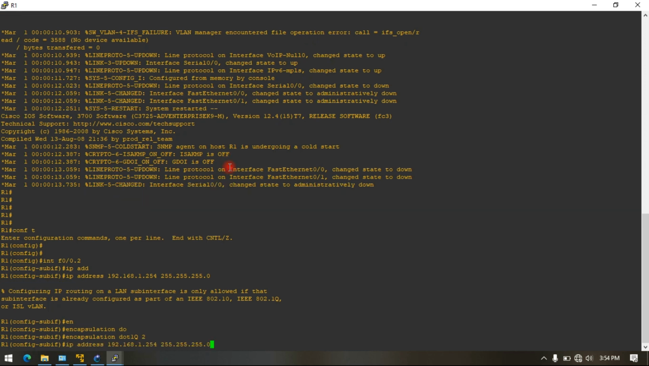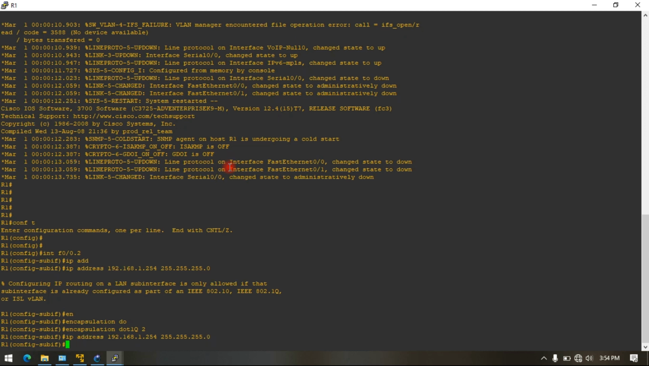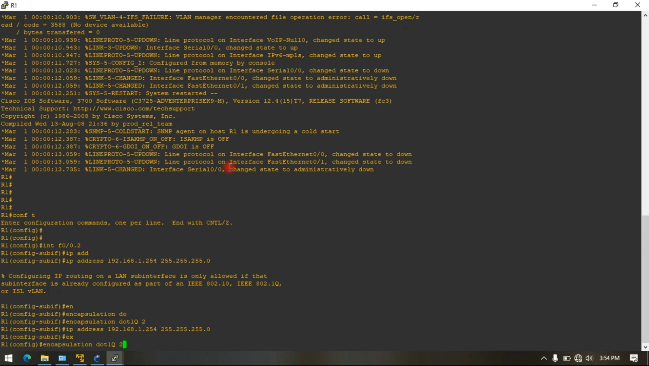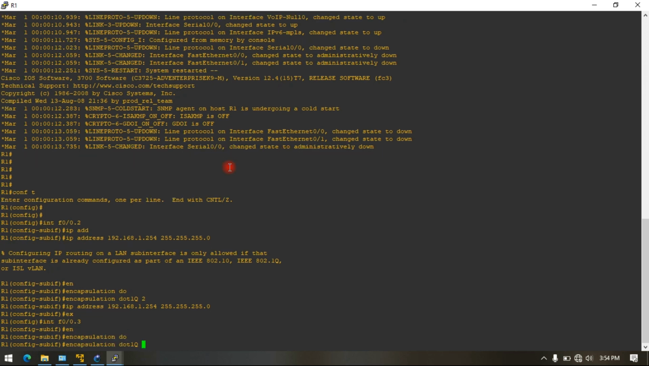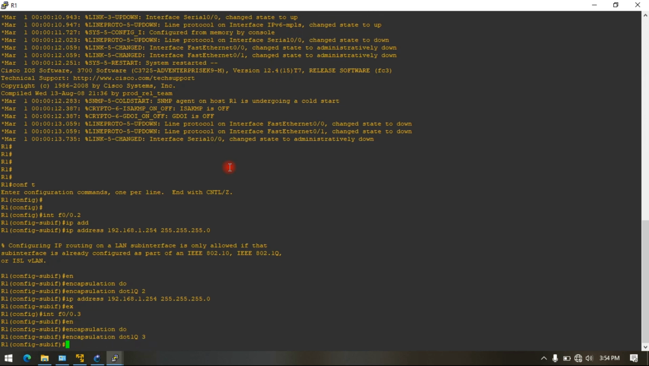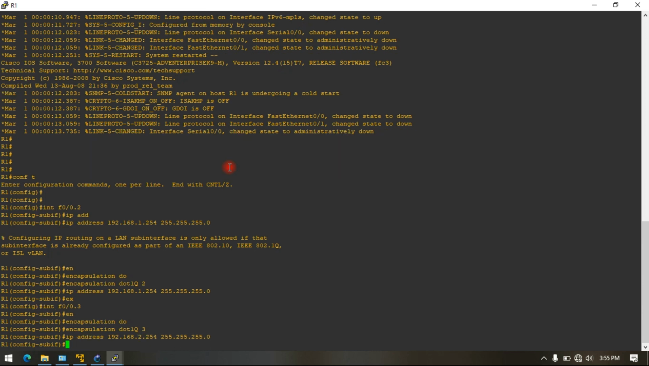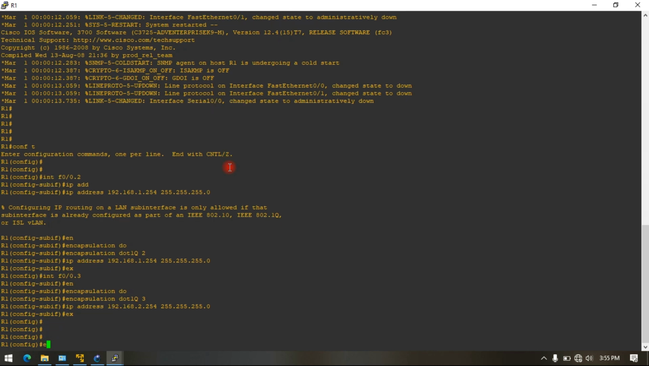Let me put the IP address back again. I had problems when I was trying to configure it. So IP address again, and I'll do exit and interface fast 0/0.3, and I'll do encapsulation dot1Q 3 for VLAN 3, and I'll do an IP address of 192.168.2.254, and I'll do exit and I'll end.